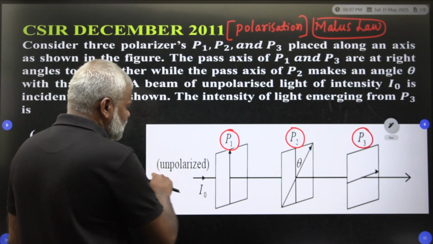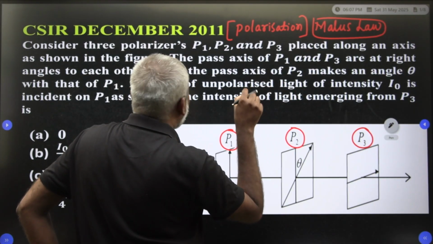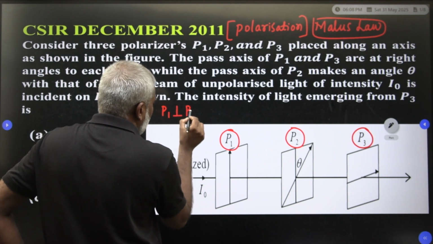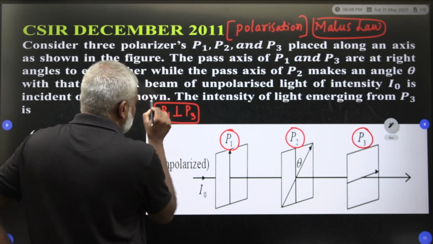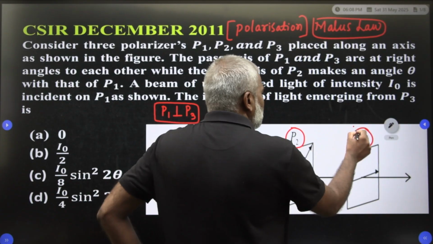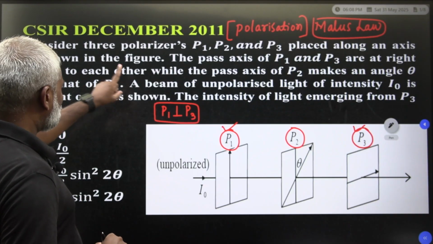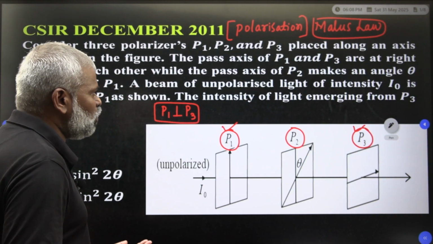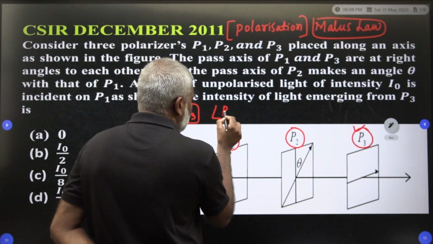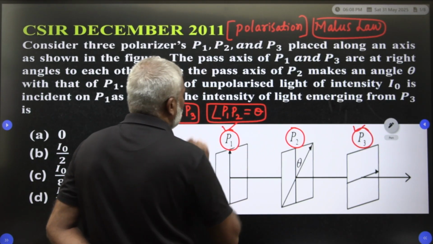The pass axes of P1 and P3 are at right angles to each other. I am writing the data: P1 and P3 are at right angles to each other. Next, the pass axis of P2 makes an angle theta with P1. So the angle between the pass axes of P1 and P2 is equal to theta.